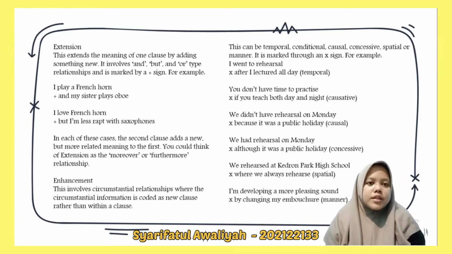Third, enhancement. This involves circumstantial relationships where the circumstantial information is coded as a new clause rather than within a clause. This can be temporal, conditional, causal, concessive, spatial, or manner. It is marked through the multiplication sign. For example, I went to rehearsal after I lectured all day. It's temporal. You don't have time to practice if you teach both day and night. It's conditional. We didn't have rehearsal on Monday because it was a public holiday. It's causal.